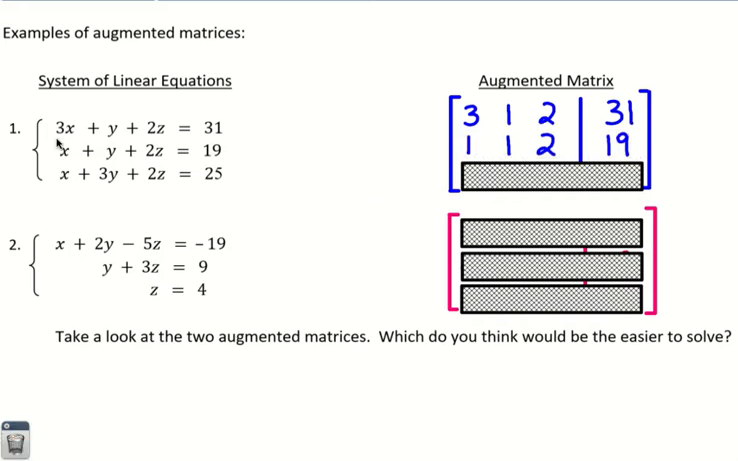The second row would be positive 1, positive 2, and positive 19. And the third row, what do you think the third row is going to be? That's right. Positive 1 for here, positive 3, positive 2, and positive 25. And notice how in these augmented matrices we have this vertical bar separating. It's like where the equal signs are, separating the coefficients from the constants.